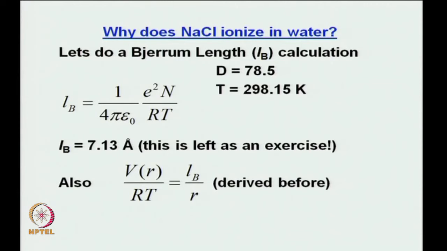So, obviously D is 78.5, let us take the temperature to be 298.15 Kelvin, right. Now, L_B is given by that. If you put in all the values, you know what the permittivity is, you can look this up, you know what the electronic charge is, you know what Avogadro's number is, you will encounter a value of 7.13 angstroms. Okay. Now, this you are formally calculating.